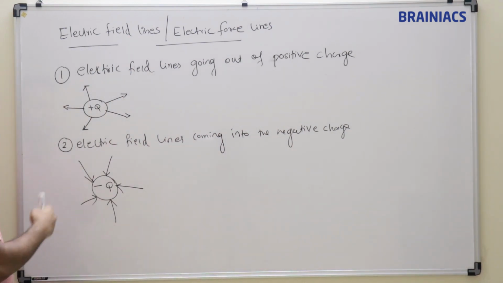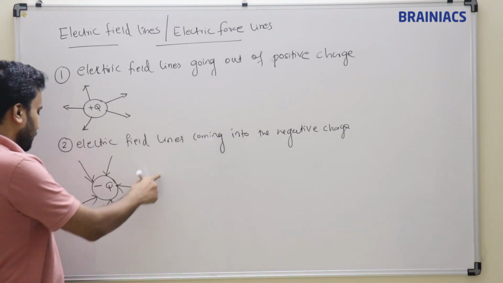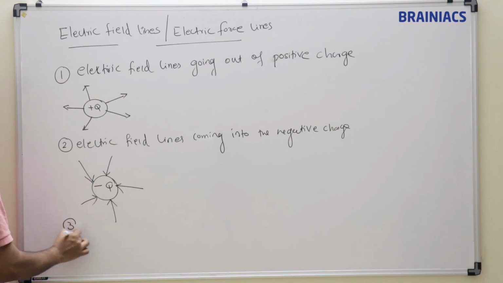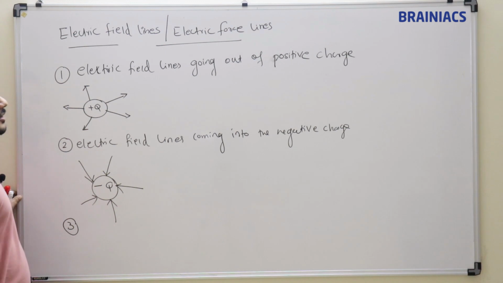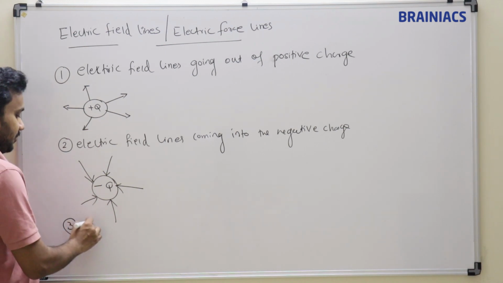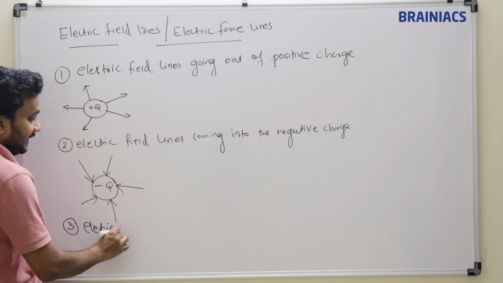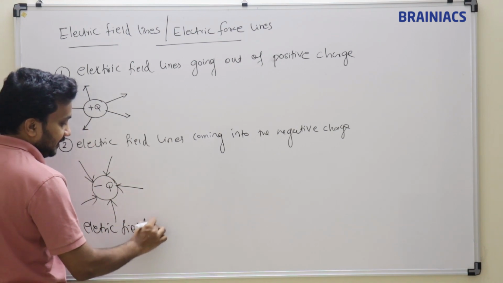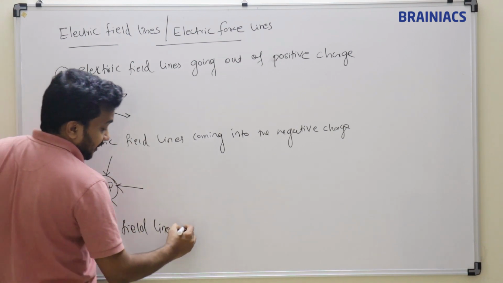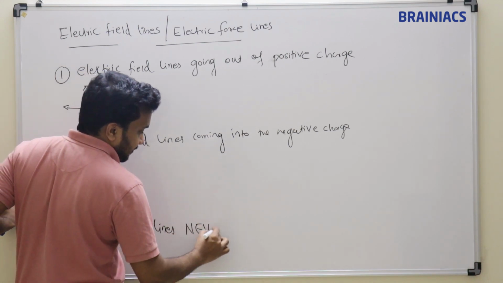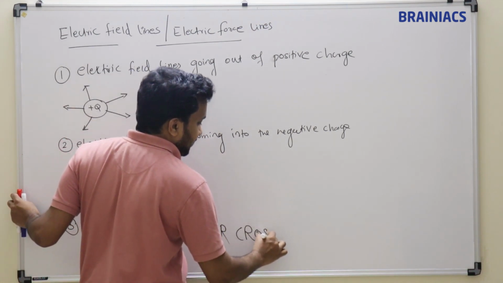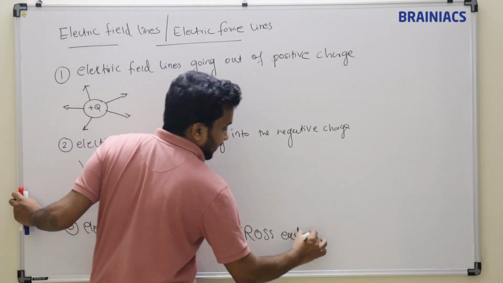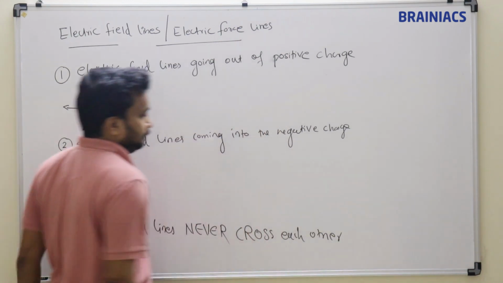We have to go to the third property also. So electric field lines are going out of positive charge, and electric field lines are going into the negative charge. The third property, very important, which I am putting in capitals to highlight: electric field lines never cross each other.